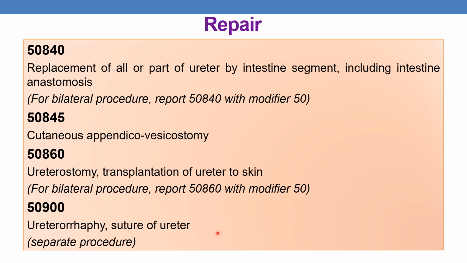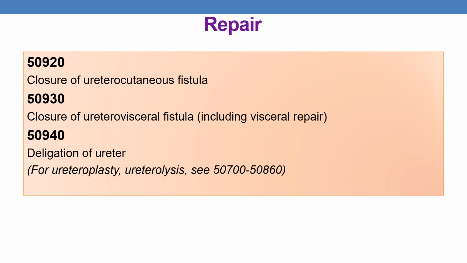The next is 50900. Ureterorrhaphy, suture of ureter. The next is 50920, closure of ureterocutaneous fistula. The next is 50930, closure of ureterovisceral fistula, including visceral repair. The next is 50940, deligation of ureter for ureteroplasty or ureterolysis. You need to see 50700 to 50860.